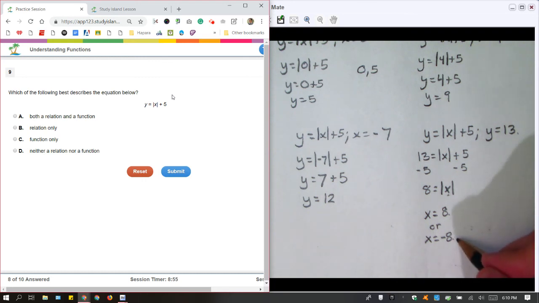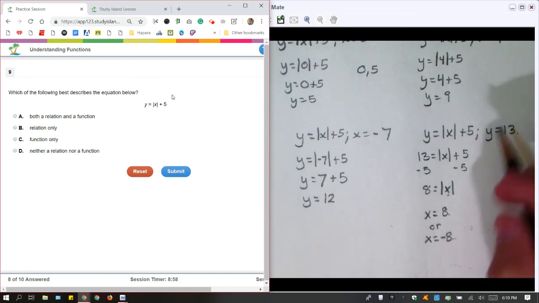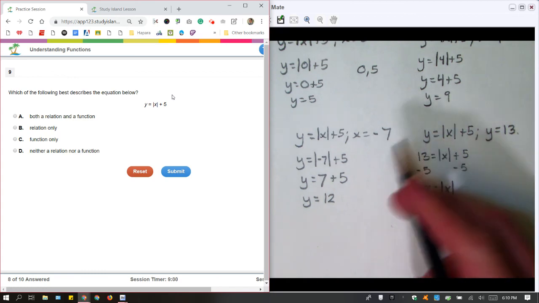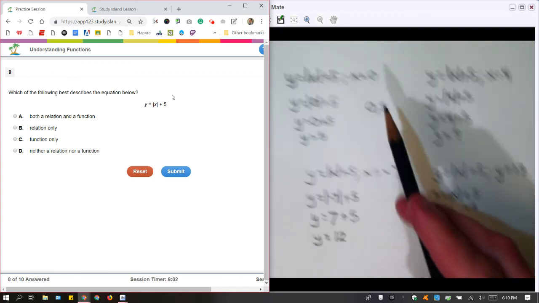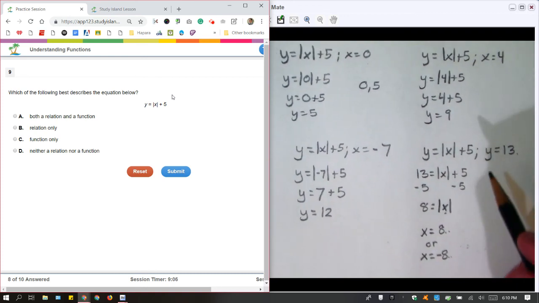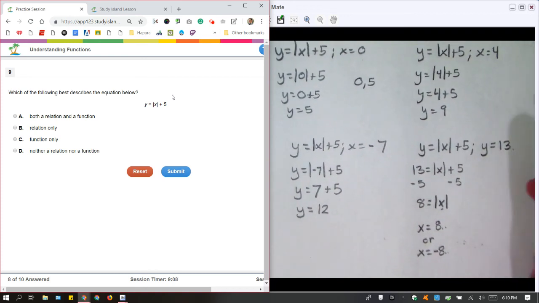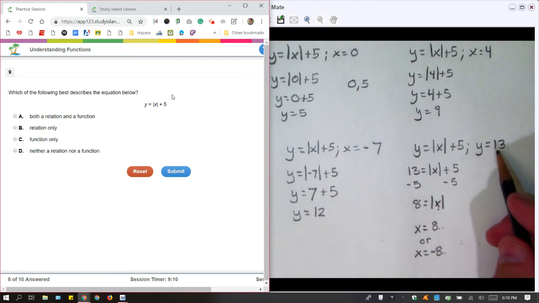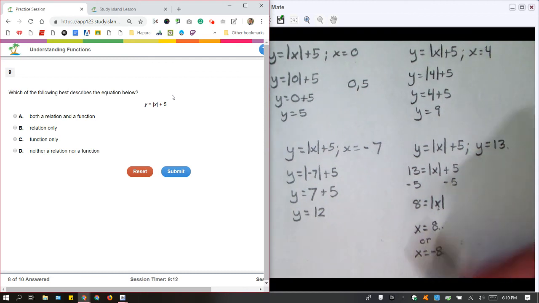No matter what, if I plug in negative 8, I'm going to get out 13. If I plug in 8, I'm going to get out 13. If I plug in negative 7, I'm going to get out 12. If I plug in 0, I'm going to get out 5. If I plug in 4, I'm going to get out 9. Every input has one output. That's okay, even if one output has multiple things that will get to it. So this is both a relation and a function.